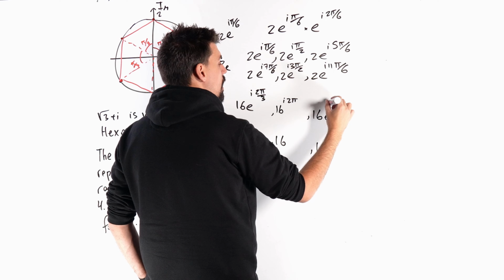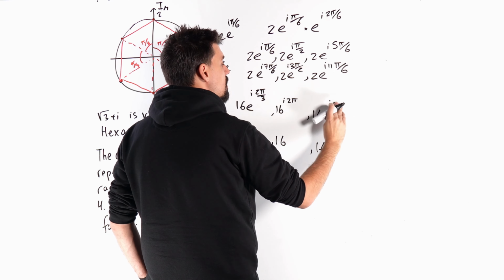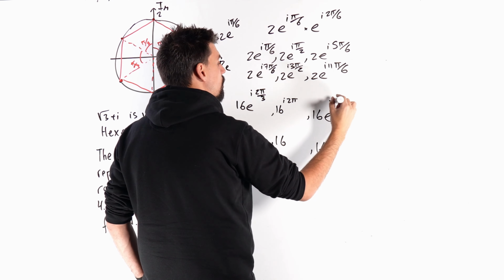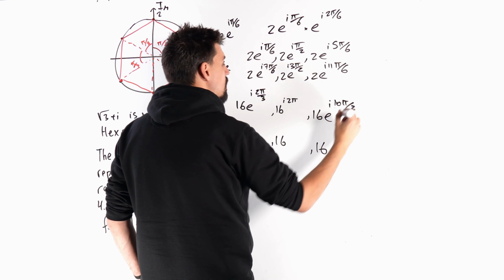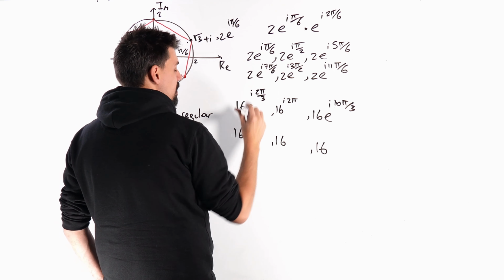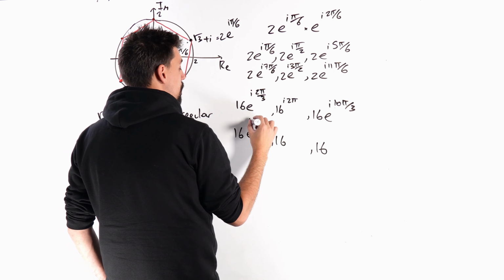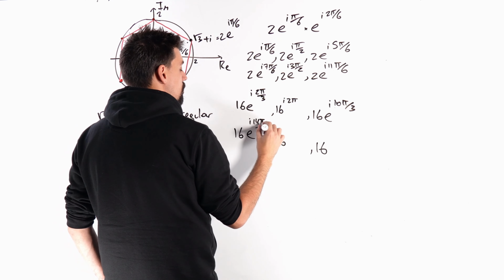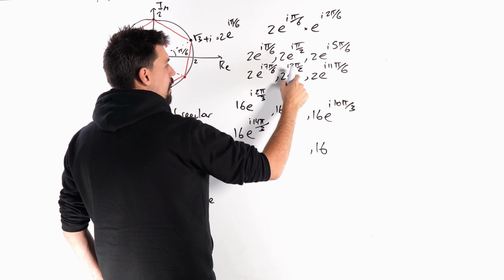This is e^(i 20 pi/6), which is 10 pi over 3. Let's simplify as we go. 28 pi over 6, which will be 14 pi over 3. 6 pi.